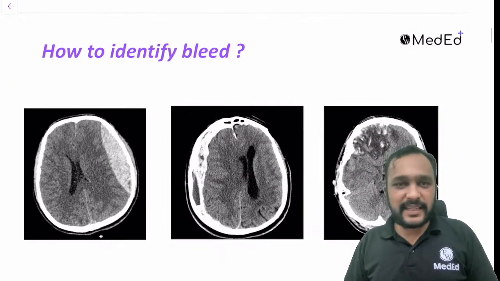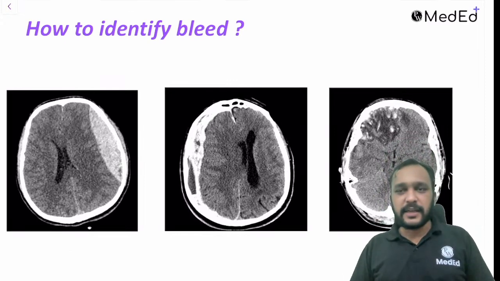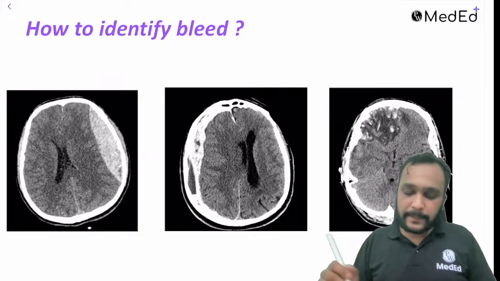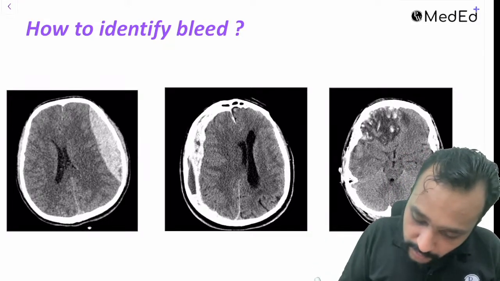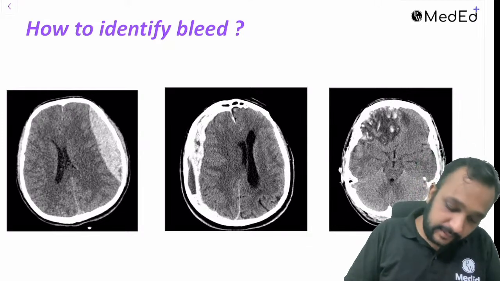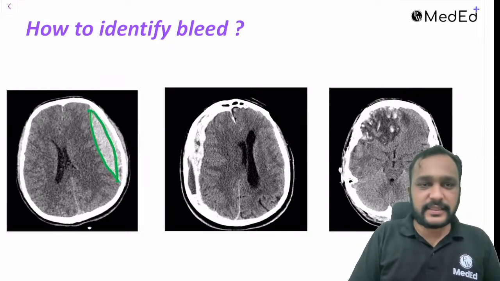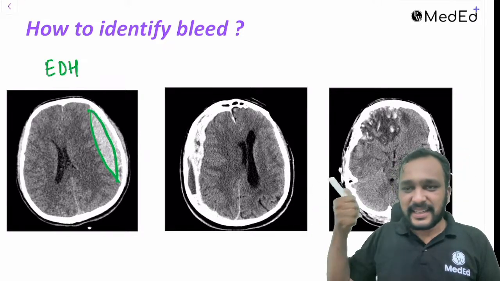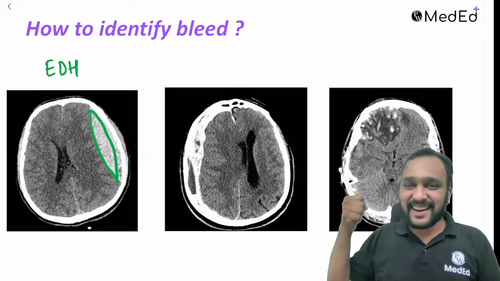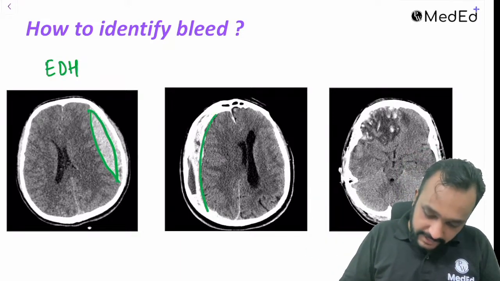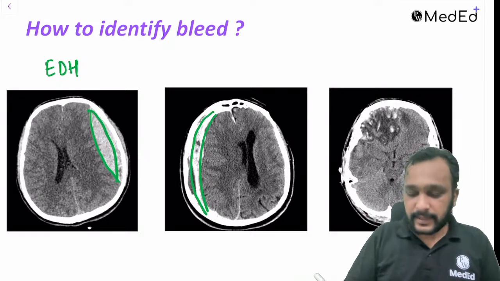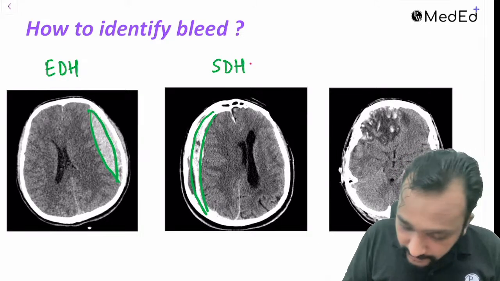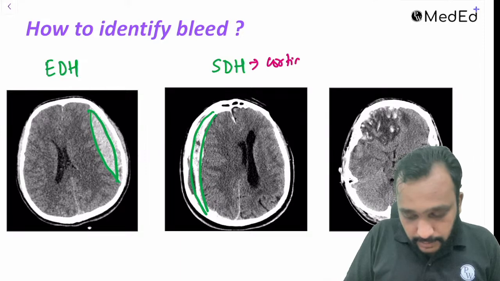How to identify a bleed? Just remember that a bleed looks hyperdense on the CT images. If the bleed is biconvex shaped, it is an extradural hemorrhage, and it is due to the rupture of the middle meningeal artery. And if the shape of the bleed is concavo-convex, it is a subdural hemorrhage. And just remember, subdural hemorrhage is due to rupture of cortical bridging veins.